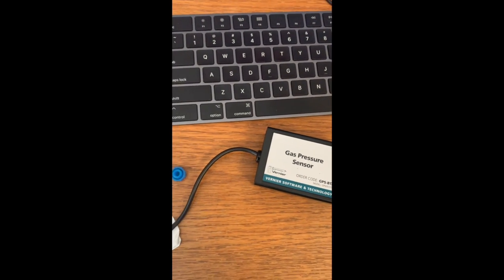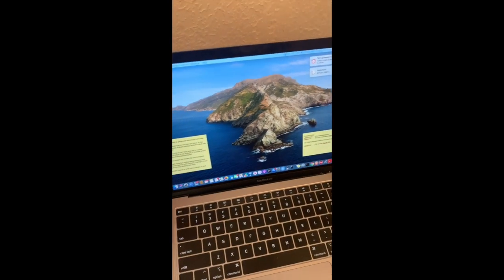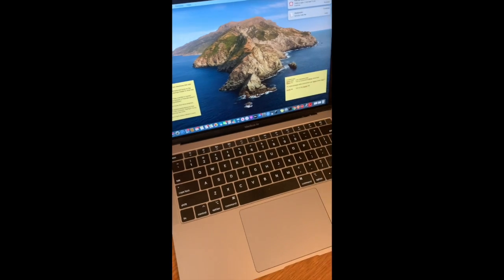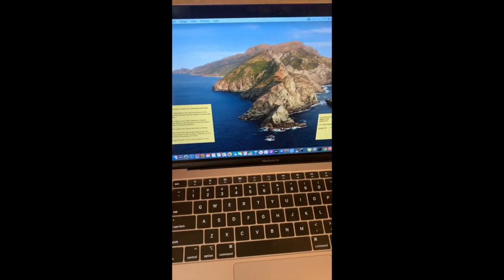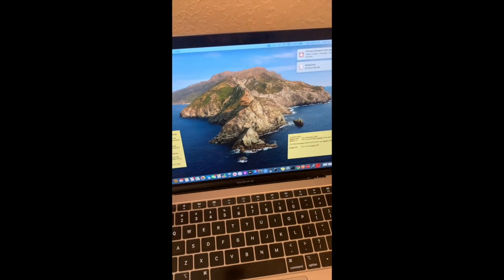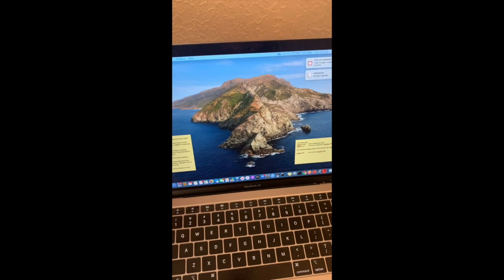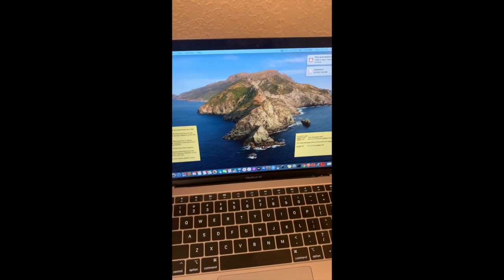And that gas pressure sensor is connected to an nSpire lab cradle, and that in turn is connected to my AirMac. The purpose for that is so I can run the student software for nSpire and do some data collection on the screen, and I've recorded that, and that's in the second video. But I just wanted to give you an idea of what the setup is.